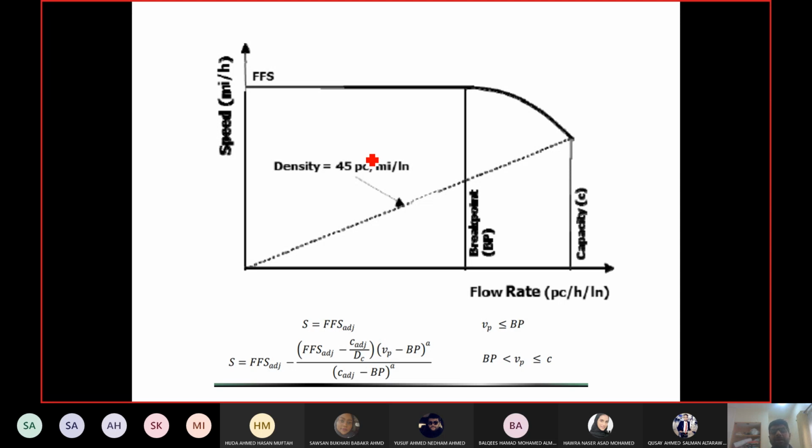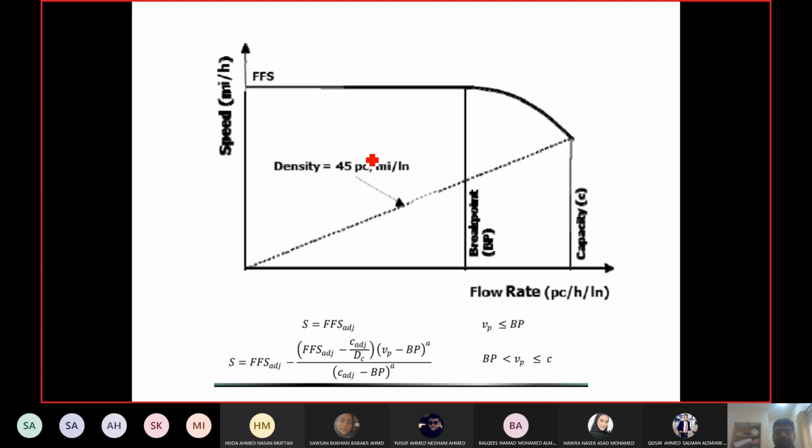Now you can see they have made a dotted line and they are referring it to this density. How can we plot a line and then link it to the density? If you plot a line on this graph, the slope of the line will be equal to speed upon flow rate. Any line plotted on this graph will have a slope equal to speed upon flow rate, and density is the inverse of this.